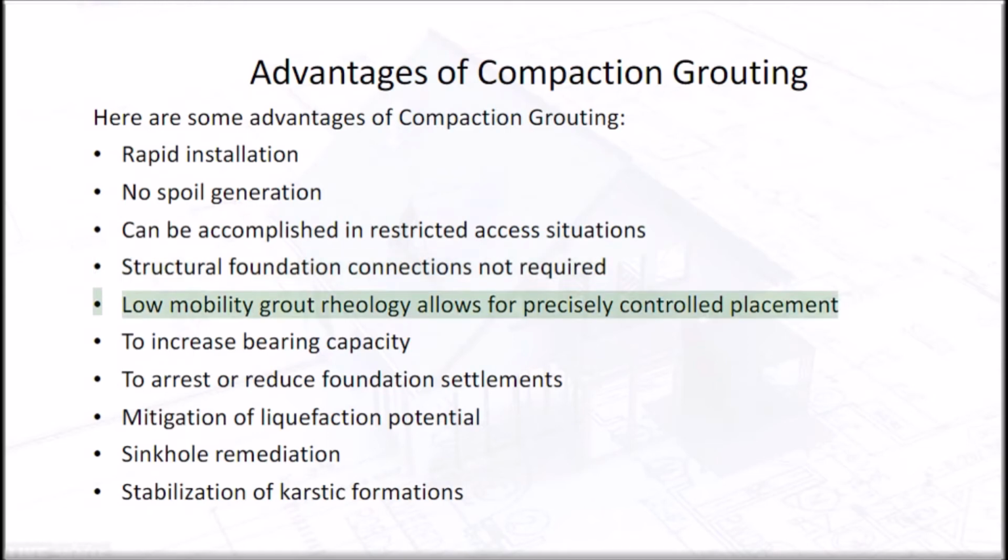Low mobility grout rheology allows for precisely controlled placement. To increase bearing capacity. To arrest or reduce foundation settlements. Mitigation of liquefaction potential. Sinkhole remediation. Stabilization of karstic formations.